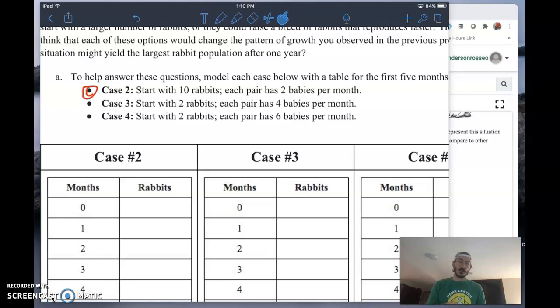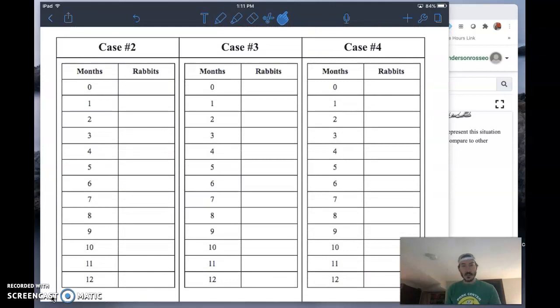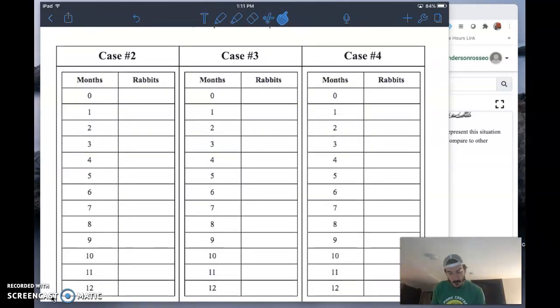All right, case 2, right? The first thing we're going to look at: they want us to consider where we start with 10 rabbits. Yesterday we started with 2. Today, in case 2, we're going to start with 10, and each pair has 2 babies per month, right? This, as we identified yesterday, means I'm doubling. I'm multiplying by 2, and we spent time talking about that yesterday. So let's go ahead and fill in our work for case 2 here. Case number 2 is right here on the left-hand side of my table. Start with 10, and we are doubling.